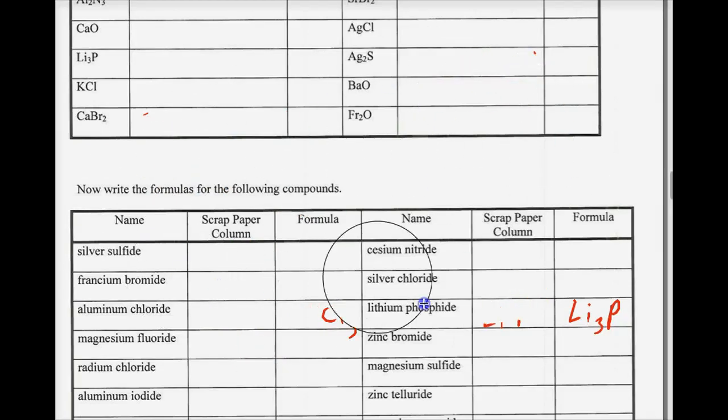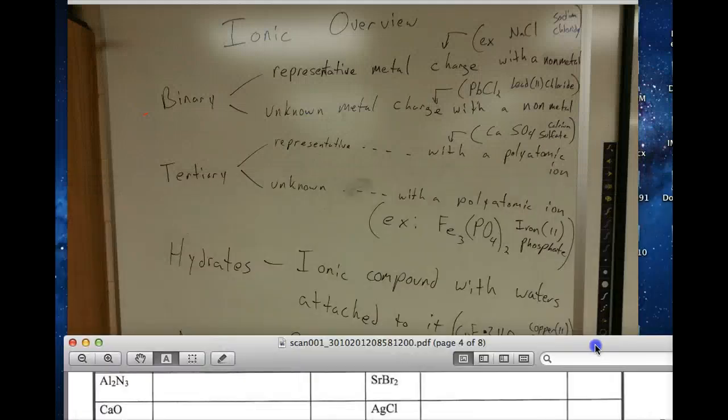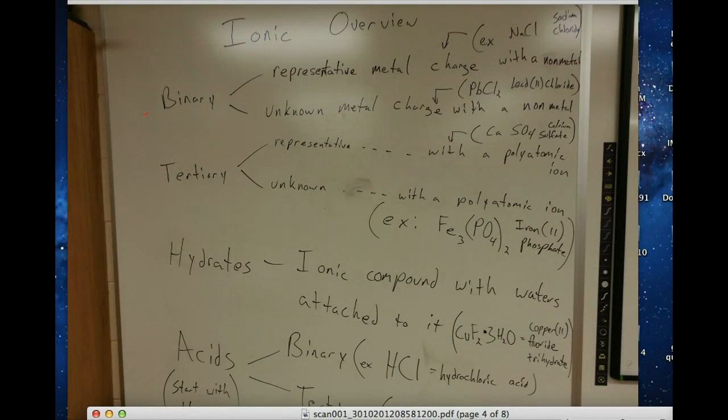Now that was the easiest form of naming we have, at least for the time being. We're going to make that slightly harder. We're still in the binary realm, so we're still in the binaries, which are of course the two atom or two element systems.